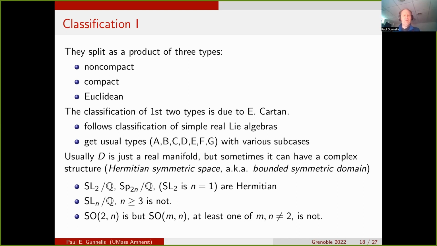But from the practical point of view, the most interesting thing for us is that SL_n is not when n is bigger than or equal to 3. And certainly SL_2 over an imaginary quadratic field is not. This was discussed this morning.